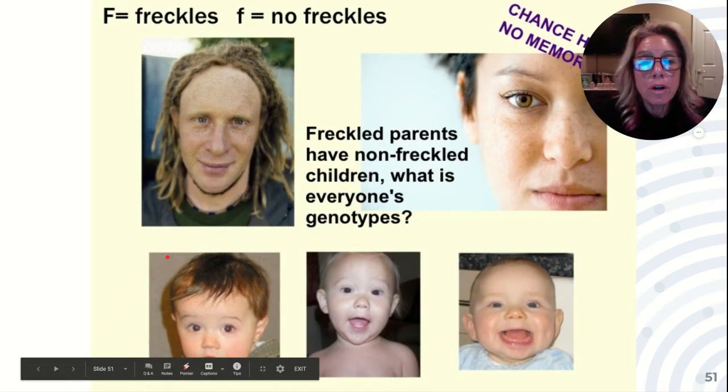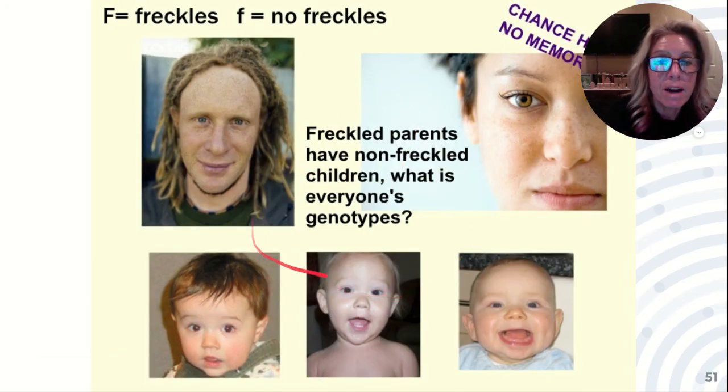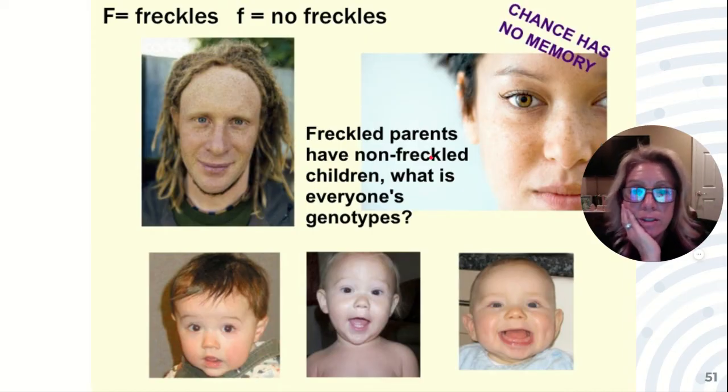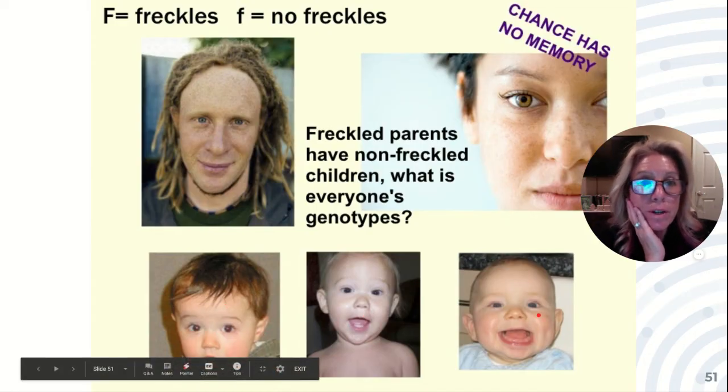All right, so freckled parents have non-freckled children. What is everyone's genotype? In this case, we have freckled parents. Freckles are dominant over no freckles. So these parents all have non-freckled children. How could that be?